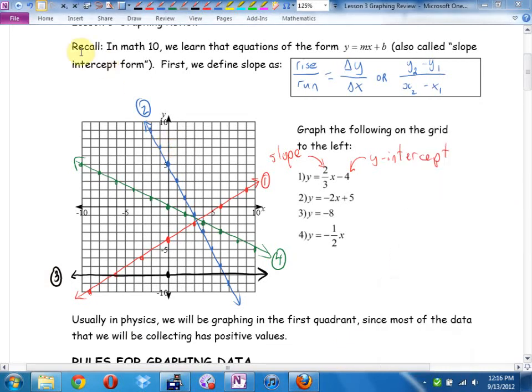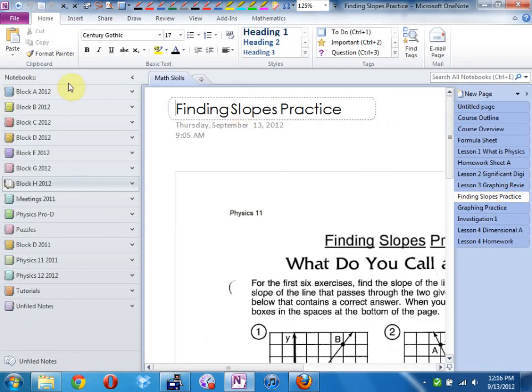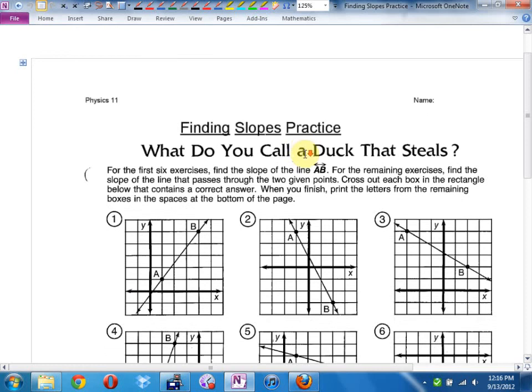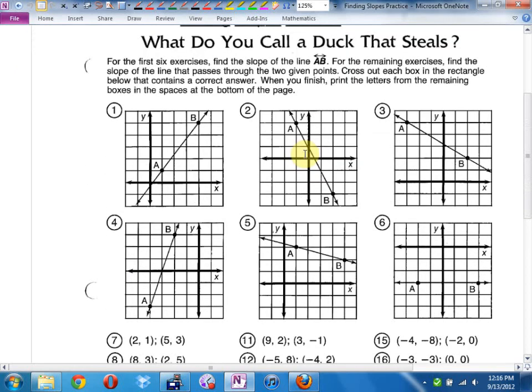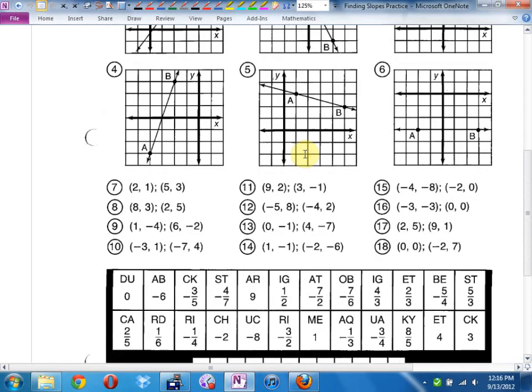Continue. Take a look at the front of the first sheet. This is the one that says at the very top, finding slopes practice. What do you call a duck that steals? One of the things you're going to be expected to be able to do this year is to find the slope of a graph, either from an actual graph, like the first 6 questions, or maybe from points on a graph, like the next 12 questions.